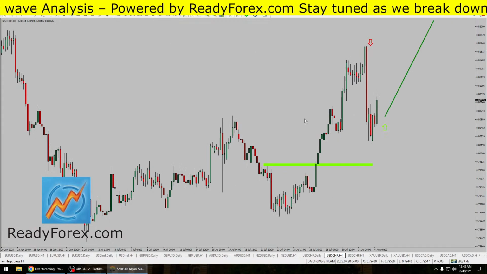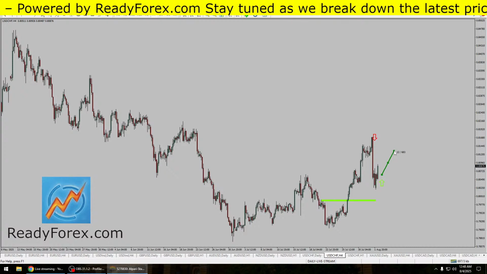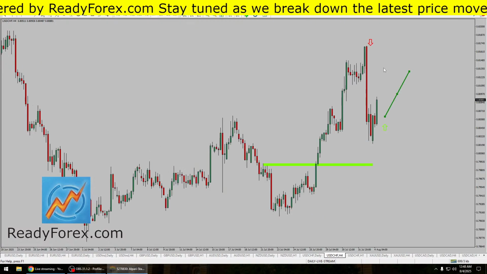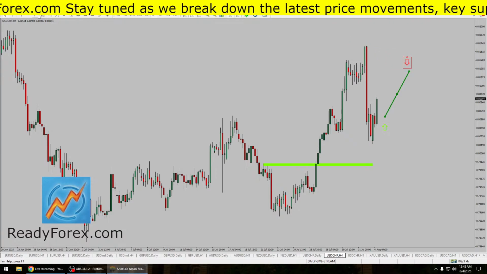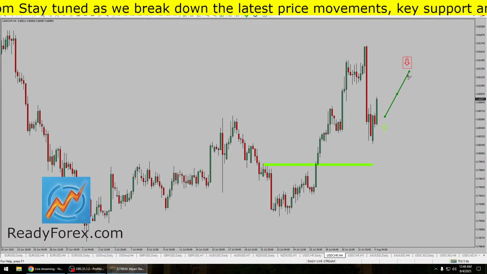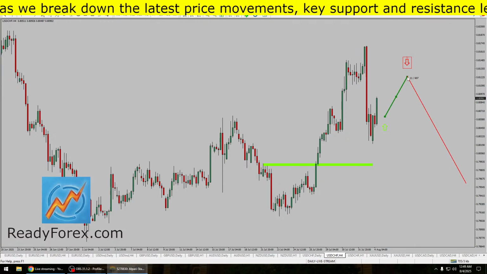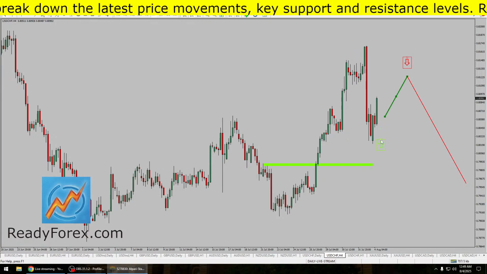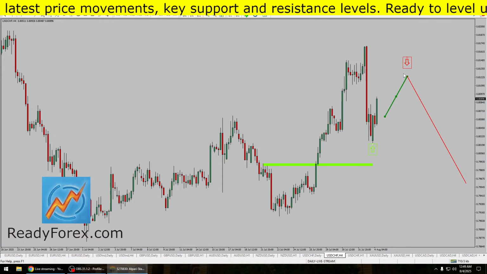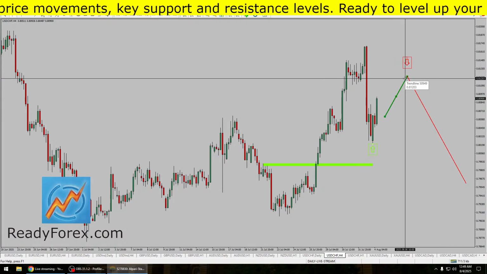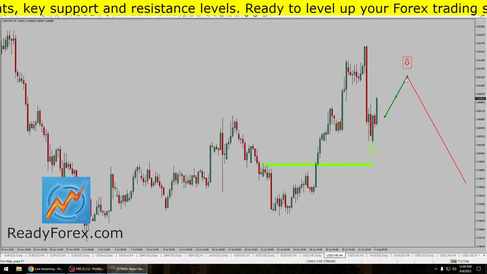So the idea over here is to wait for a pullback over here. Now we might not get such a deeper bullish pullback, but wait for some sort of a pullback and then look for a sell trade setup. Use your day trading strategies to look for a sell trade. If you do not have a day trading strategy, you can check out my website.